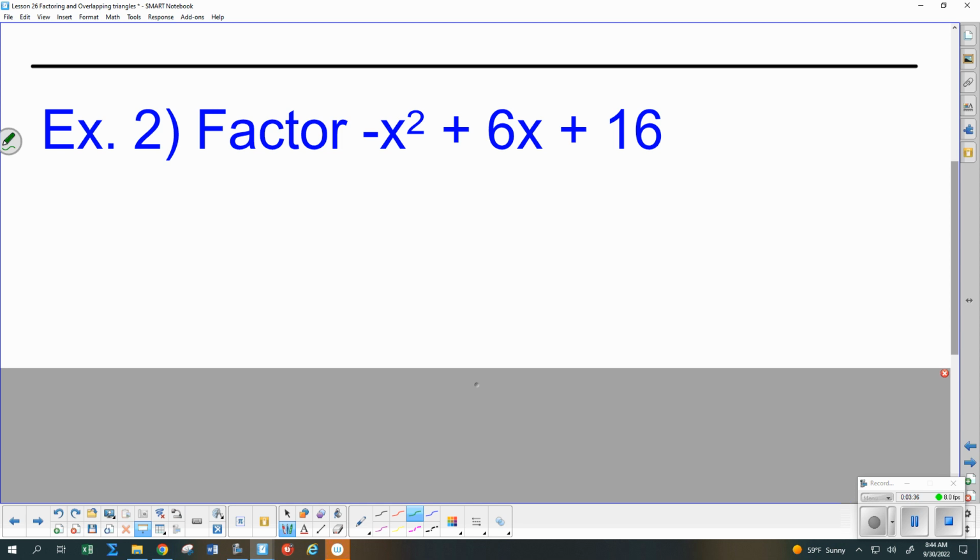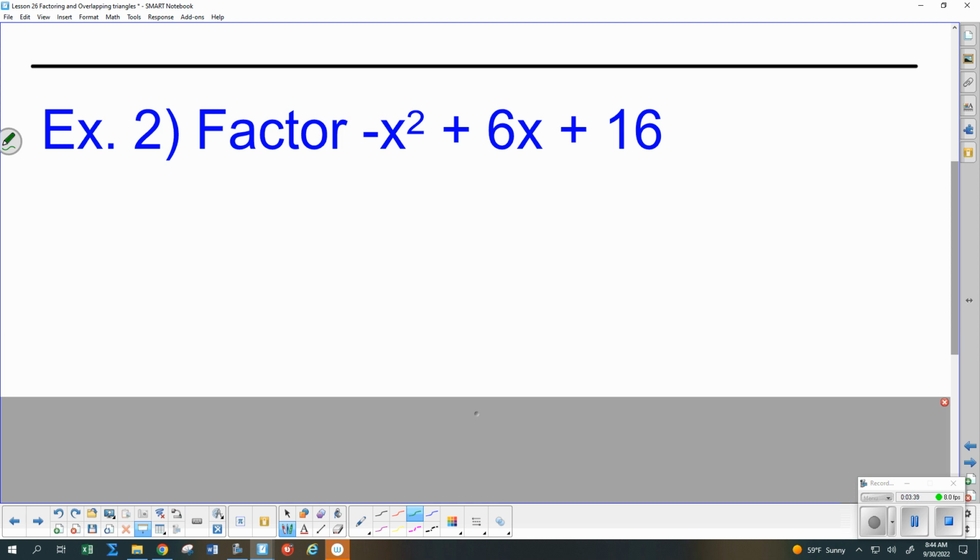Okay, next one. It's going to get a little bit messier as we go down this page. This is not quite in the form that we talked about. It does not start with 1x squared. It's got something else in front of it. So it gets too messy and too confusing if we try to come up with a parenthesis that starts with a -x and one that starts with a +x. So we aren't going to do it that way. We are going to say, let's factor out the -1, and then we will have something that is in the form that we can factor most easily.